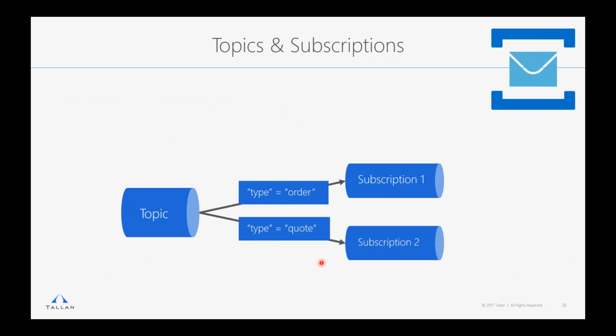Topics and subscriptions. A topic is essentially, you can send a message to a topic just like a queue. What's interesting about a topic is, unlike a queue, you can have multiple subscribers of the same message. So you could subscribe to all the orders. I could subscribe as a subscriber to all the quotes. And then we can share, we can consume the same messages.